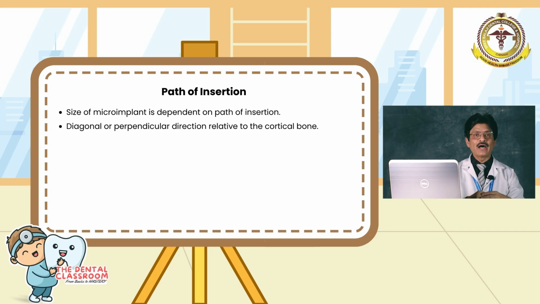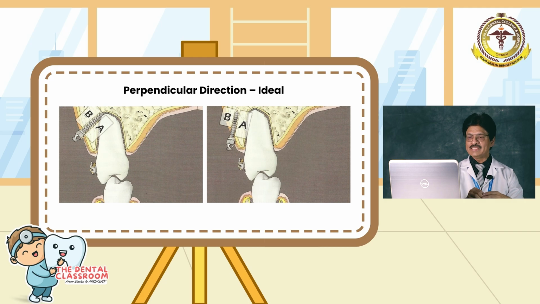So what is the path of insertion? The size of a microimplant is dependent on the path of insertion. There are 2 types of insertion, namely a diagonal one or a perpendicular one relative to the cortical bone. When we say a perpendicular direction, we mean that is the ideal. Now can we achieve this? We shall discuss this a little bit later.